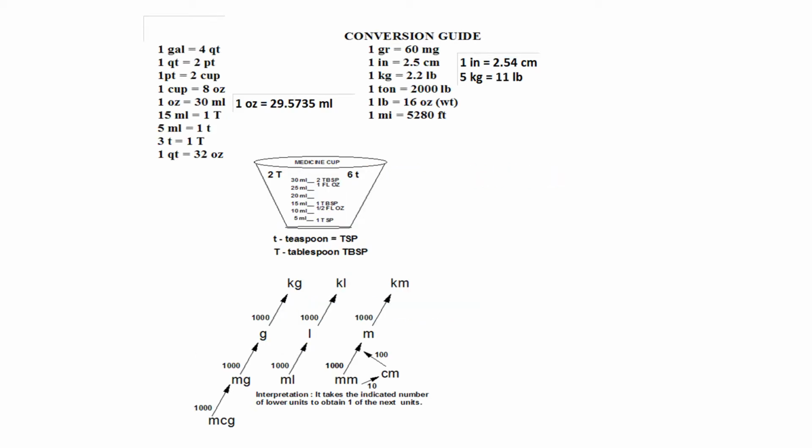Here we have a conversion guide for many things in the medical field. Now, over on the left, 1 gallon equals 4 quarts. 1 quart equals 2 pints. 1 pint equals 2 cups. And 1 cup, American cup, equals 8 ounces. You can remember this by 4228. 1 ounce equals 30 milliliters in the medical field.